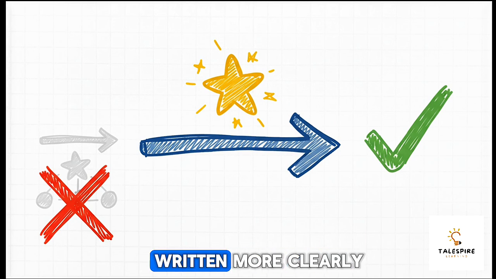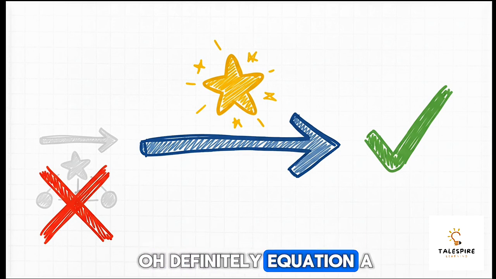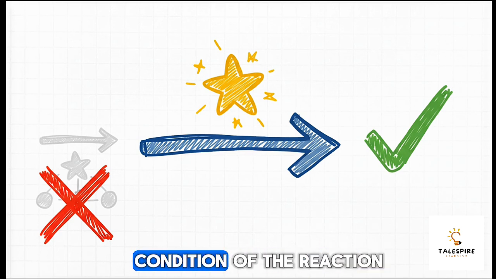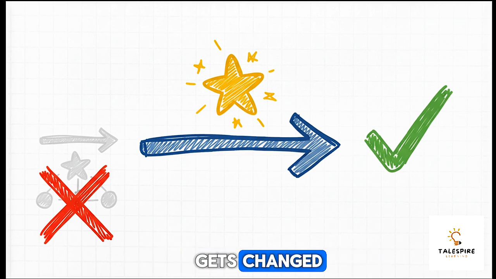So which one is written more clearly? Oh, definitely equation A. Placing the catalyst above the arrow makes it crystal clear that it's just a condition of the reaction, not a participant that gets changed.